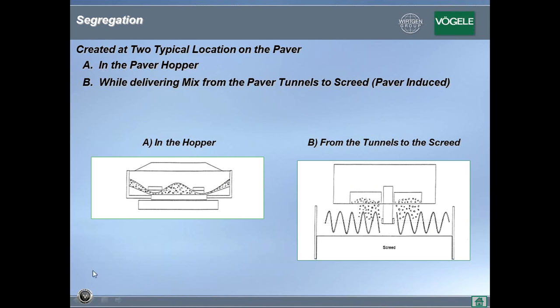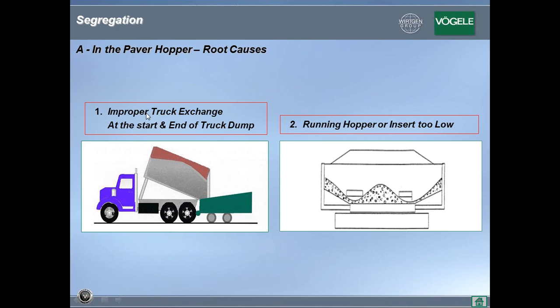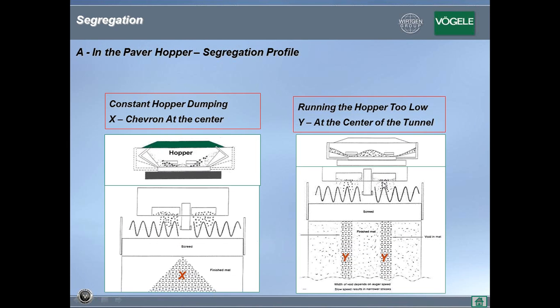So segregation we could look at in the paver hopper or while delivering mix from the paver tunnel to the screed. So these are the two forms: in the hopper, and when the tractor delivers to the screed. In the hopper is when the truck delivers it to the paver, or also as the conveyor chain is dragging it to the screed. It all happens in the hopper.